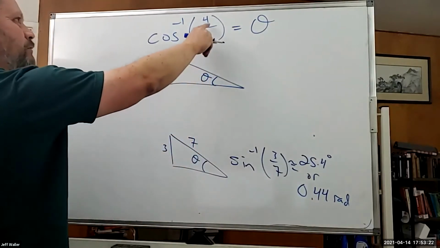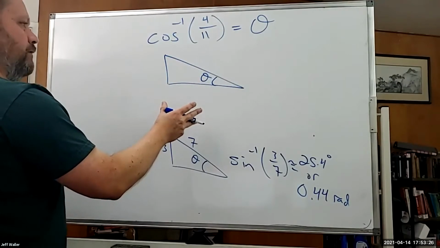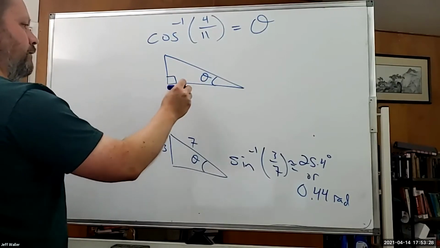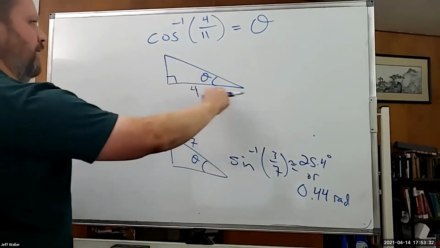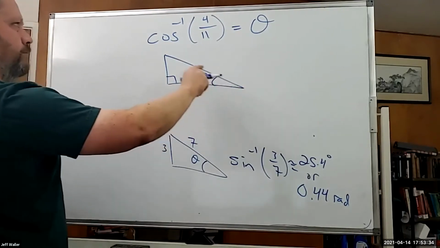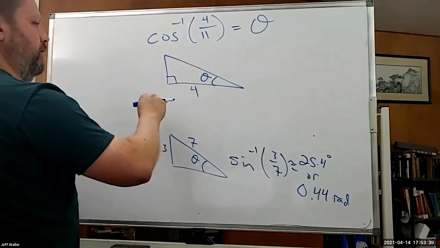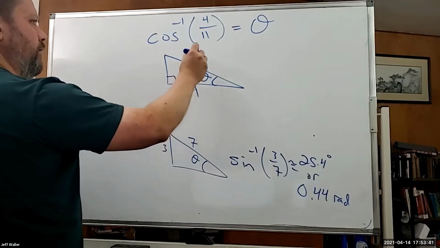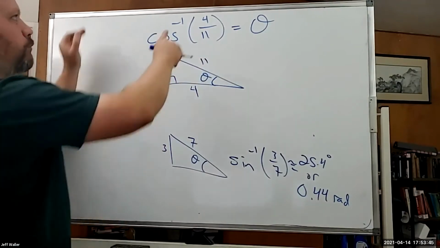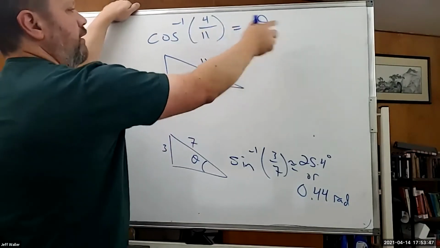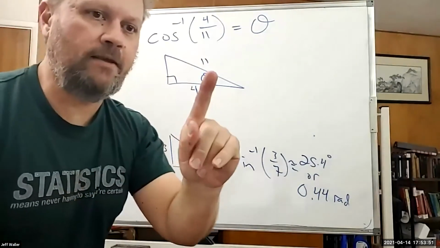And what would be 4? What would be 11? 4 would be the y. No, it's cosine. Cosine likes x, right? And 11, of course, would be the hypotenuse. Then you can throw this in the calculator and figure out what theta is, correct? But I'm not going to ask you that question.